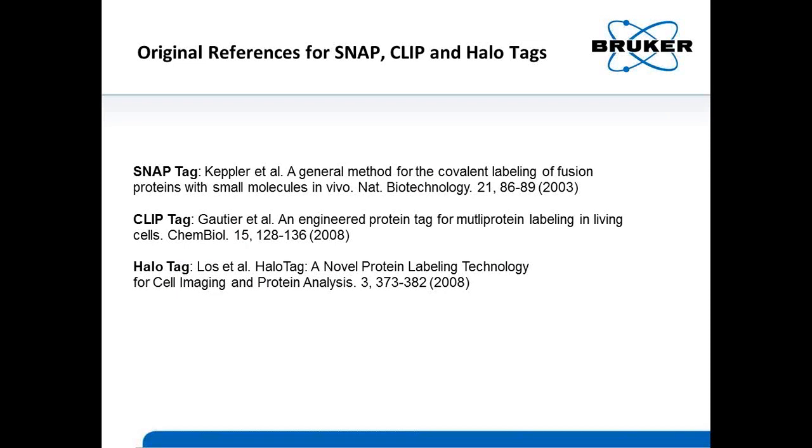So for anybody who's interested, the snap and clip tags came out of Kai Johnsson's lab at EPFL. So these are the initial publications, and then this is a publication for the halo tag. As you can see, they've been around for a while, but being able to engineer them in such a fashion that they can be used for super resolution imaging has been happening in the past four to five years or so.